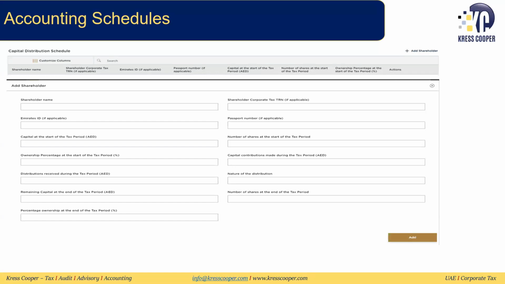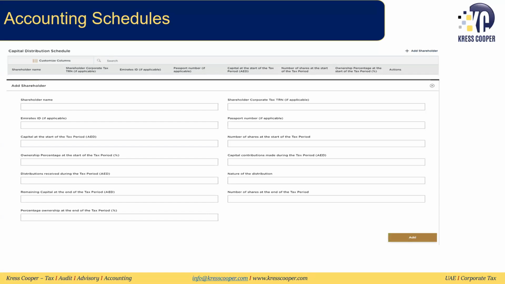ownership percentage at the start of the tax period, capital contribution made during the tax period, distribution received during the tax period, nature of the distribution, remaining capital at the end of the tax period, number of shares at the end of the tax period, and percentage ownership at the end of the tax period. Now, this needs to be filled for all the shareholders.